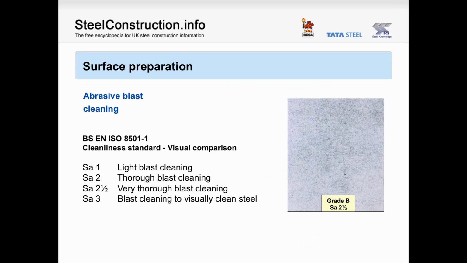The 4 standard grades of cleanliness for abrasive blast cleaning are in accordance with BS EN ISO 8501-1. These are illustrated and described as SA1 light blast cleaning, SA2 thorough blast cleaning, SA2.5 very thorough blast cleaning, and SA3 blast cleaning to visually clean steel. The cleaned surfaces should be compared with the appropriate reference photograph in the standard according to the specification. An example of steel cleaned to SA2.5 is shown.